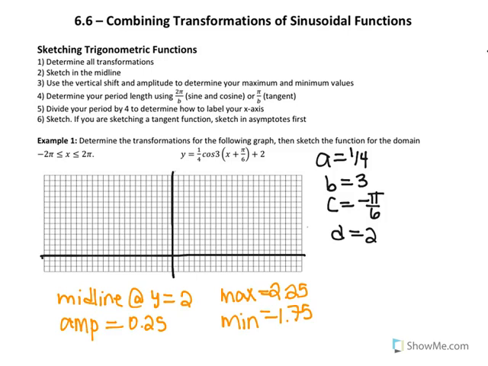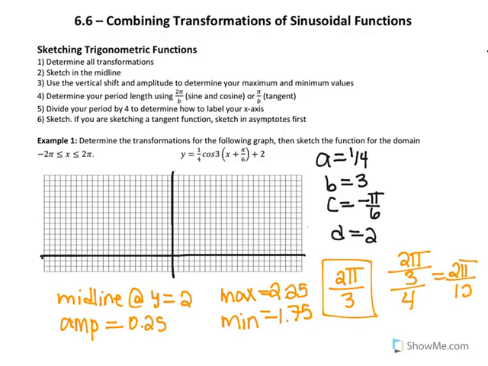It also is going to help me find the period. So a cosine function has a period of 2 pi divided by our b value, so 2 pi over 3. We're going to take that number and divide it by 4. So we have 2 pi over 3 divided by 4, which is 2 pi over 12, which is pi over 6. So each of our sections of our graph are going to go by pi over 6's. And we need to get from negative 2 pi to positive 2 pi.